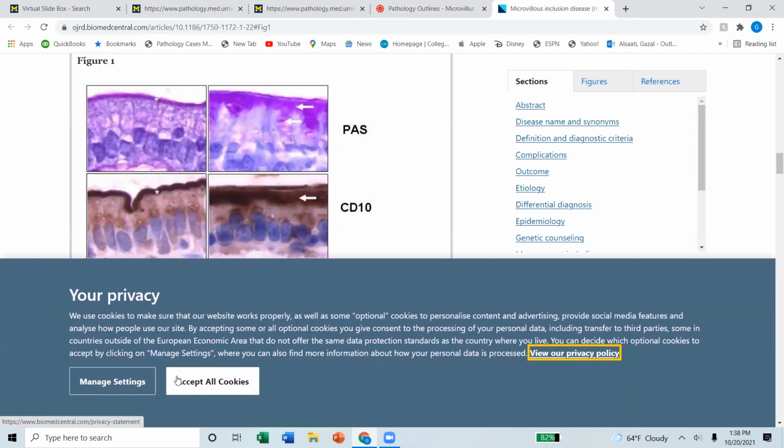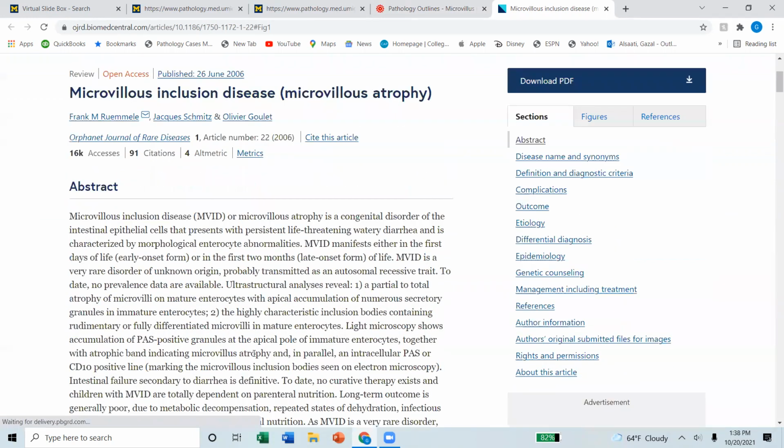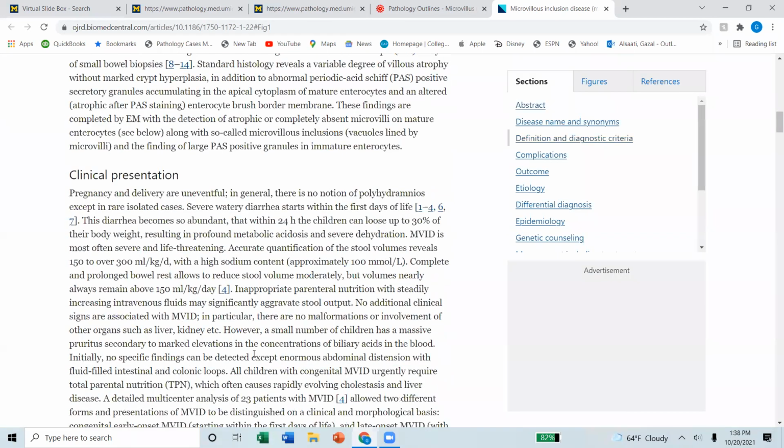Are you guys seeing my screen? Yes. Okay, you see the microvillus atrophy. Yeah, okay.